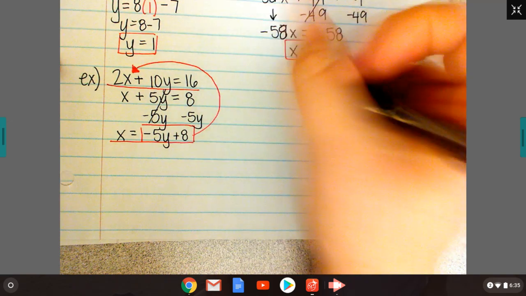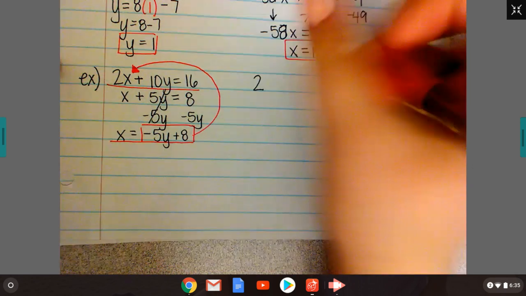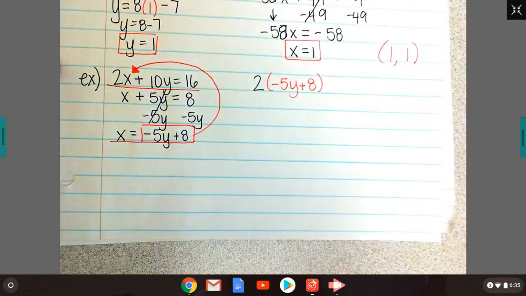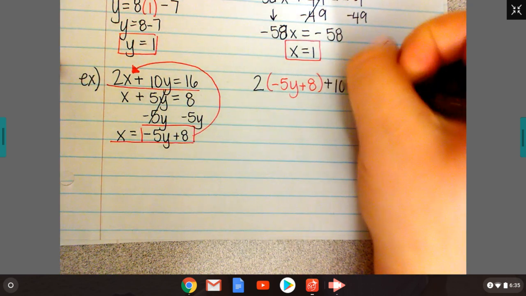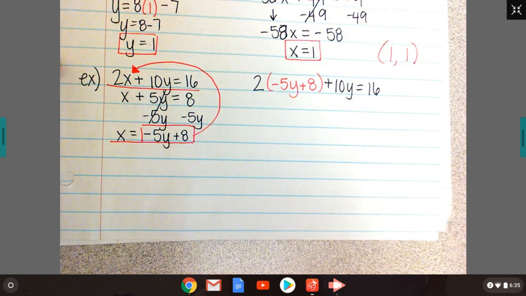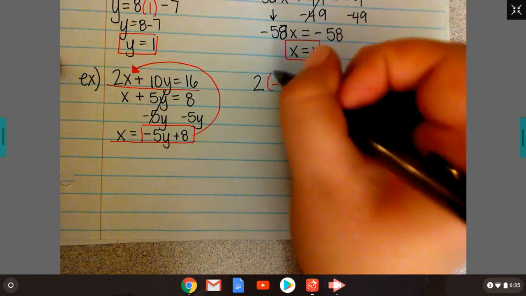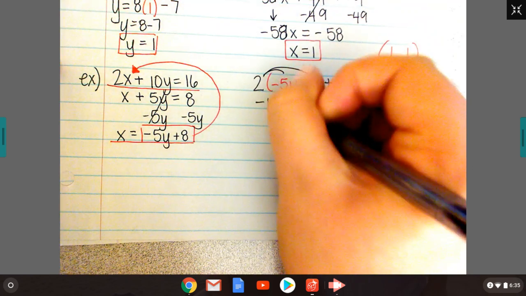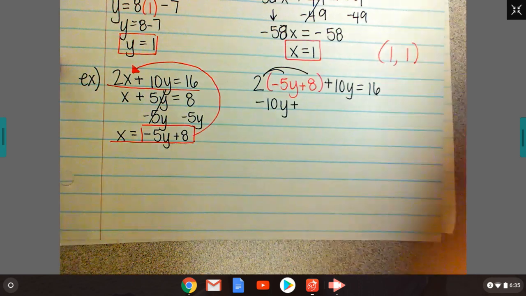So let's rewrite this guy. 2, and then instead of an x, I'm putting negative 5y plus 8, plus 10y equals 16. I've got distributing to do here. 2 times negative 5y is negative 10y. 2 times 8 is 16.